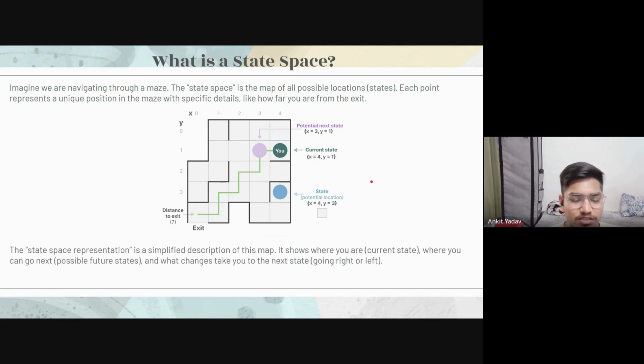So how can I combine it in one line? I can say that a state space representation shows where you are currently, where you can go next, and what changes you want to make. If I'm at a current state, and my target is to go out of the exit, these are the changes I have to make. I have to move further, and I'll go like this.